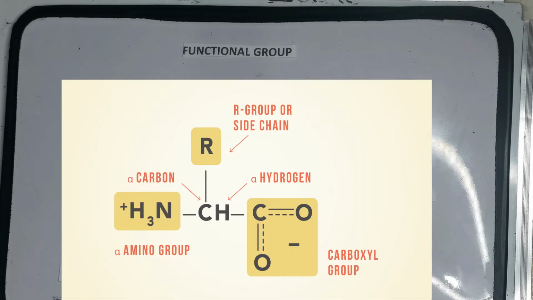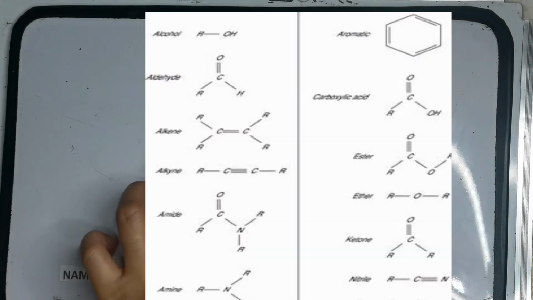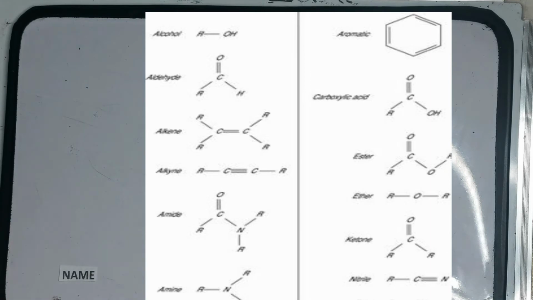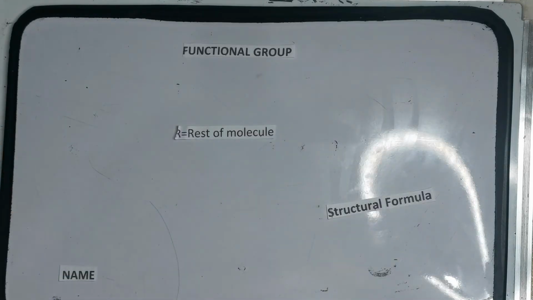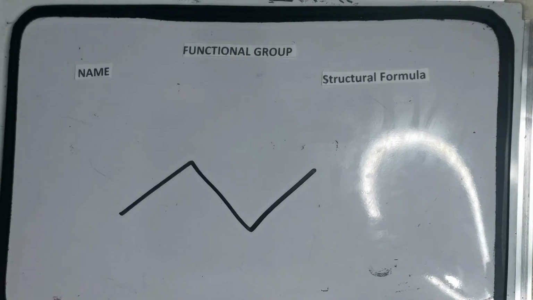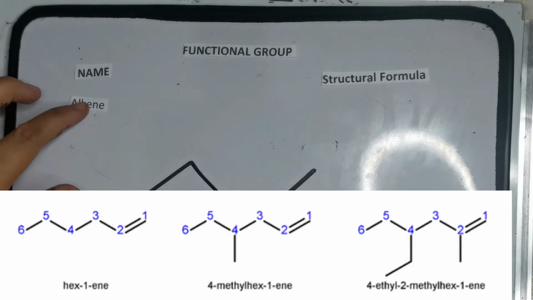So, usually we see that in structural formulas, in skeletal formulas rather. What is an R group? When we see an R group, it has something to do with the rest of the molecule. Okay? So, R means rest of the molecule. So, let us show that. Let us go first with the first functional group, which is alkene.